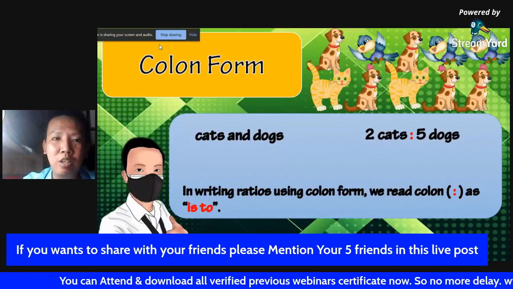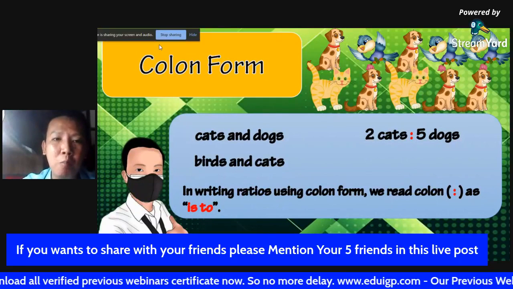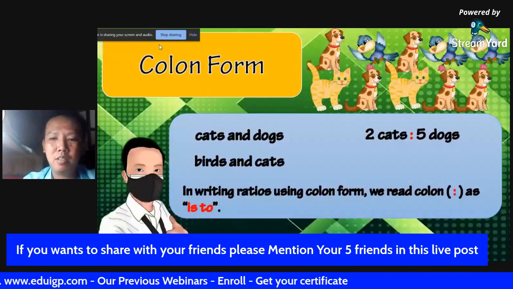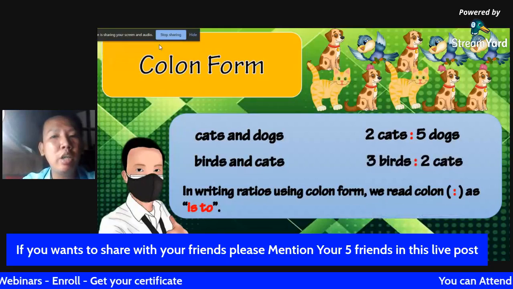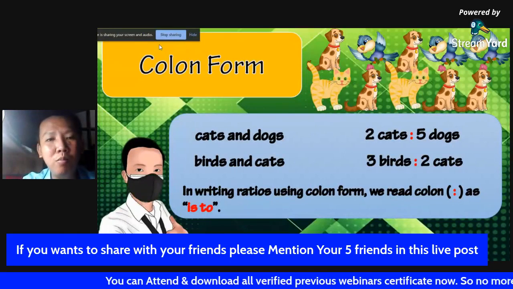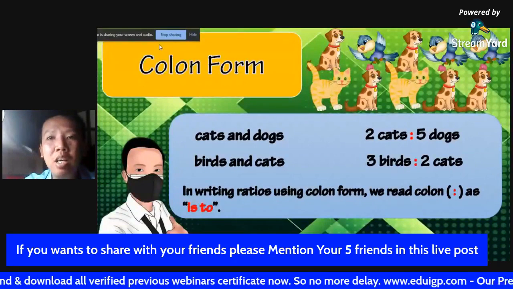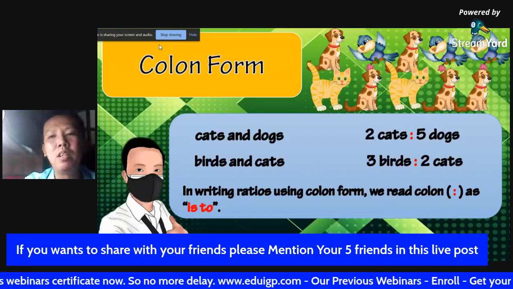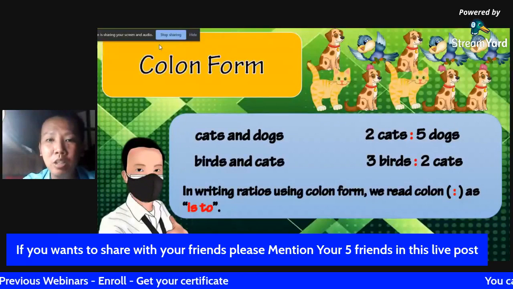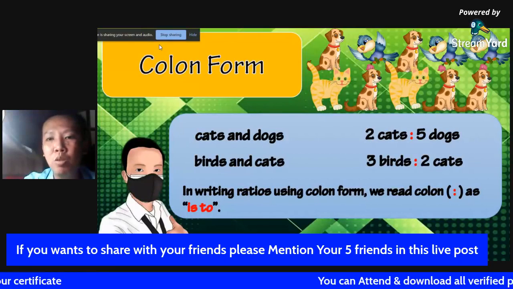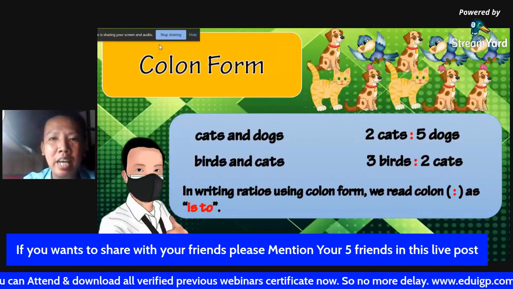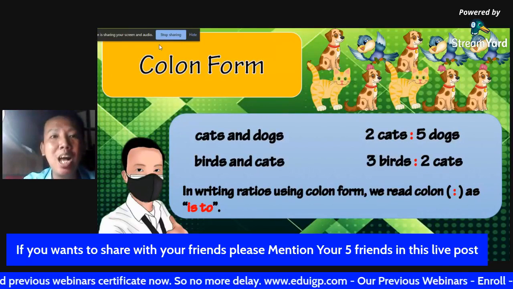Now, let's proceed with another ratio. We have the number of birds and the number of cats. So please count the number of cats and the number of birds. Now, if your answer is 3 birds is to 2 cats, then your answer is correct. Now, which among the two quantities represents our consequent or the second term? If your answer is 2 cats, then you are correct because 2 cats is our second term in this given ratio. And which among the two quantities represents now our antecedent? If your answer is 3 birds, then you are correct. 3 birds represents our antecedent.